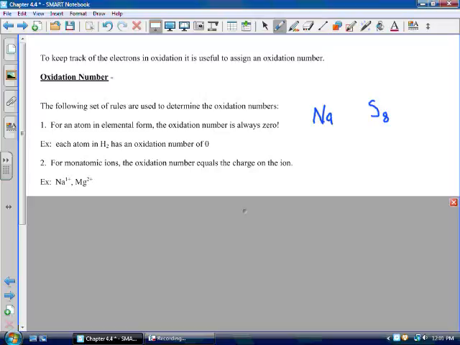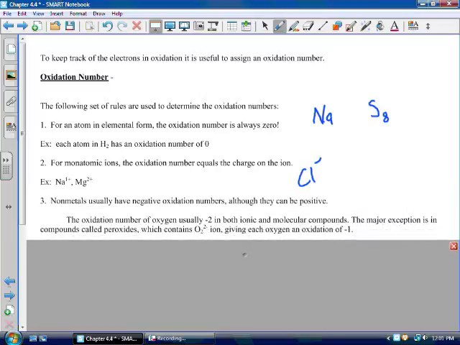Rule number 2 says for monatomic ions, the oxidation number equals the charge. So if I see a charge given, then whatever the charge given is the oxidation state. So if I see Na plus, or 1 plus, it's going to have a +1 oxidation state. If I see Mg 2+, it means it's going to have a +2 oxidation state. If I see Cl minus, it has a -1 oxidation number.